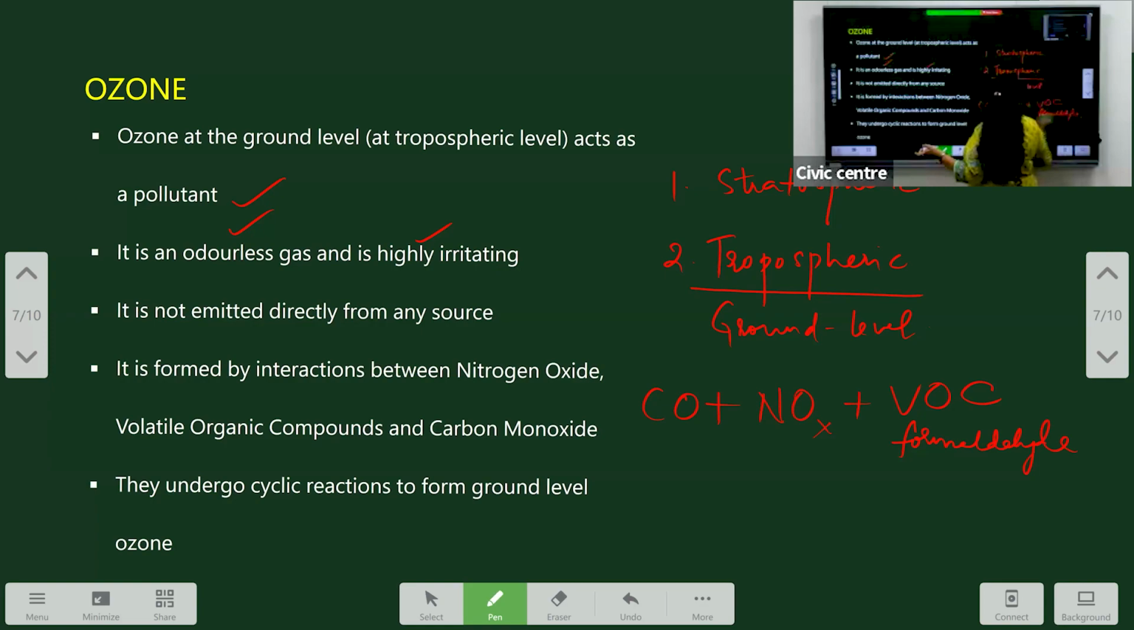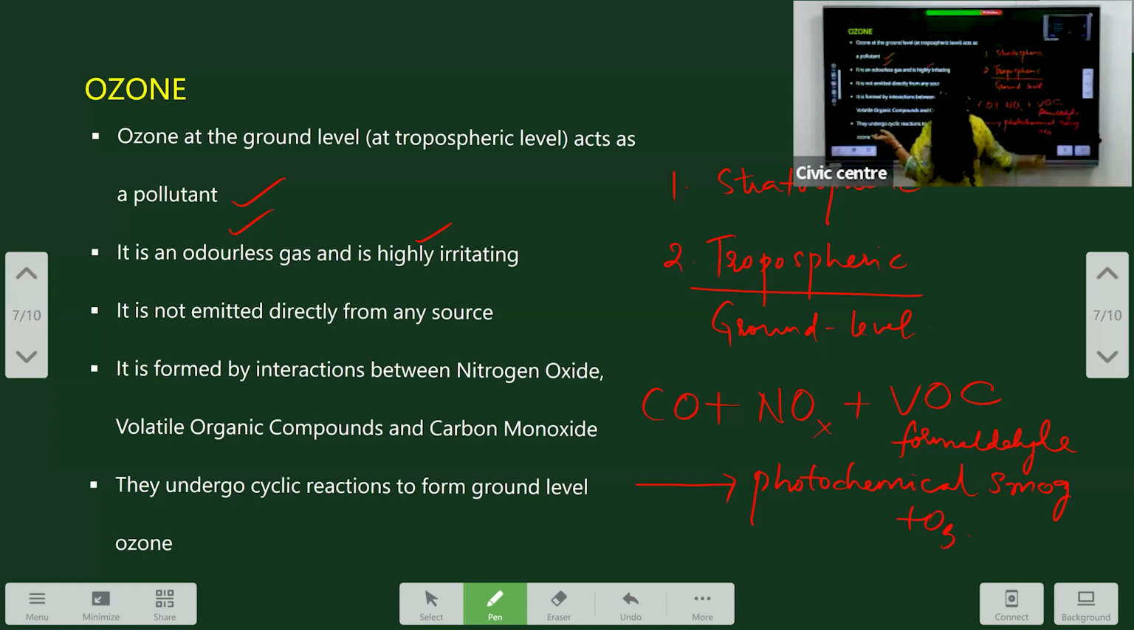When they combine, they form photochemical smog. So understand, they also form ozone, and this is ground level ozone. So both photochemical smog and ozone are air pollutants.